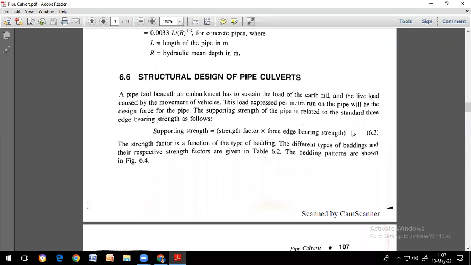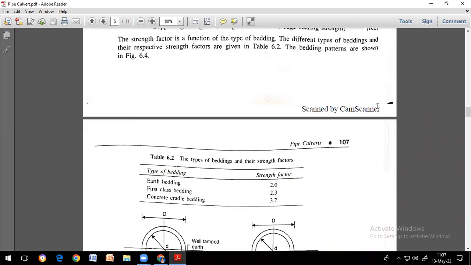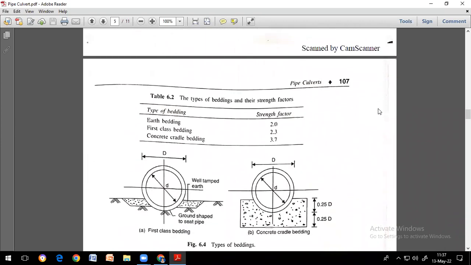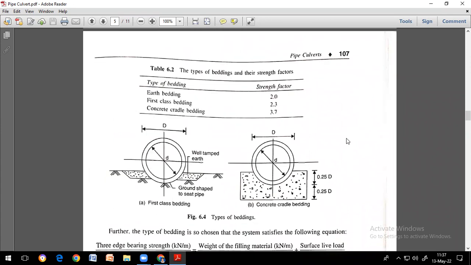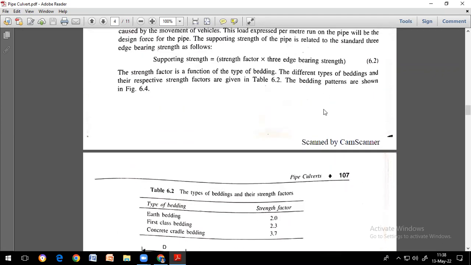Yeah. So I think in the previous class, we were discussing the structural design of pipe culverts, right? The main important parameter is to calculate the supporting strength. Supporting strength basically depends on the strength factor and the 3-edge bearing strength, isn't it? So how to calculate this strength factor? Strength factor always depends on the bedding surface, right? There are 3 different types of bedding: earth bedding, first class bedding, and concrete cradle bedding. Based on these 3 types of bedding, your strength factor is defined. Clear? Right.